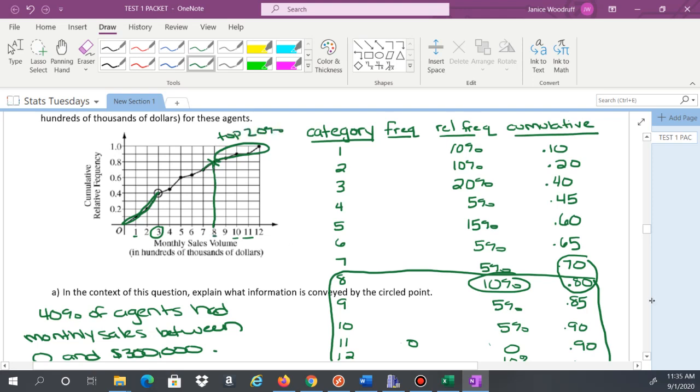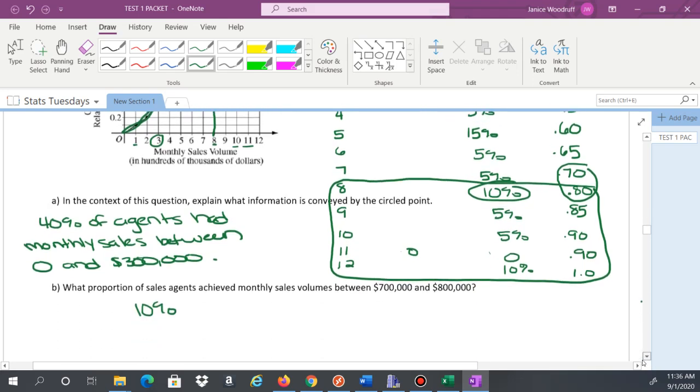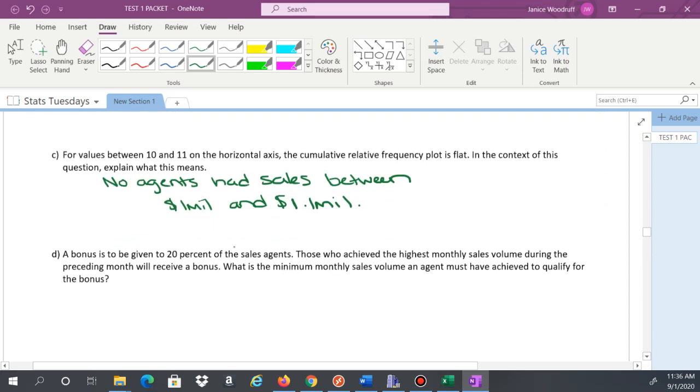So if I had a sales volume of 800,000, so say mine was like $799, I'm like, oh darn, that sucks. I let that one person drop their price $1,000 and I don't get the bonus. But let's say it was 801, you're in. So that's what your threshold is. So we would say the minimum sales volume would be 800,000.